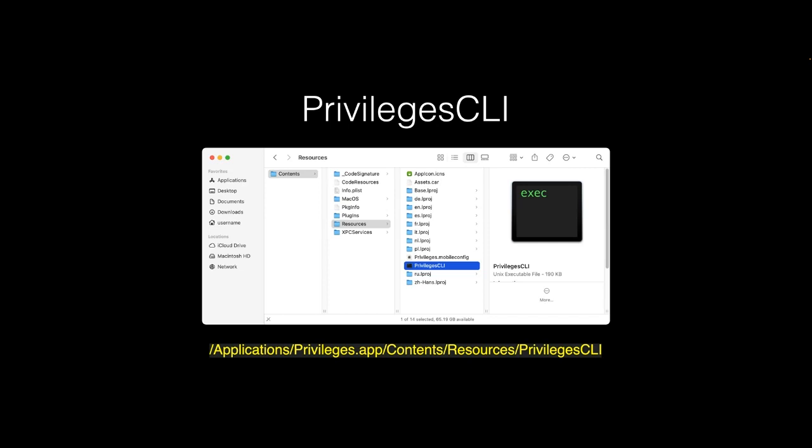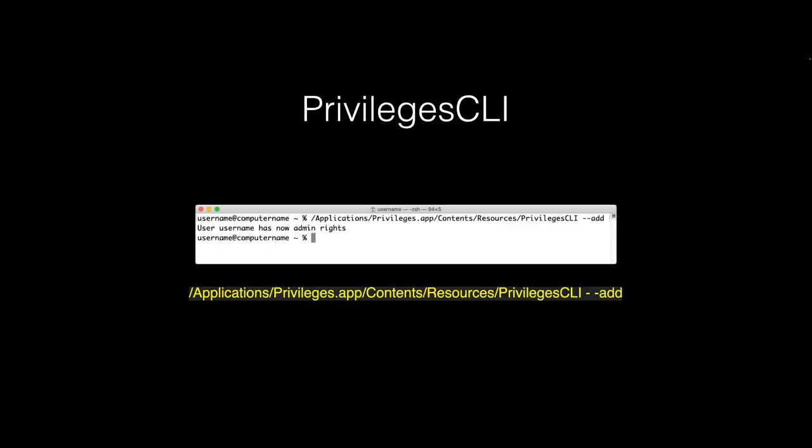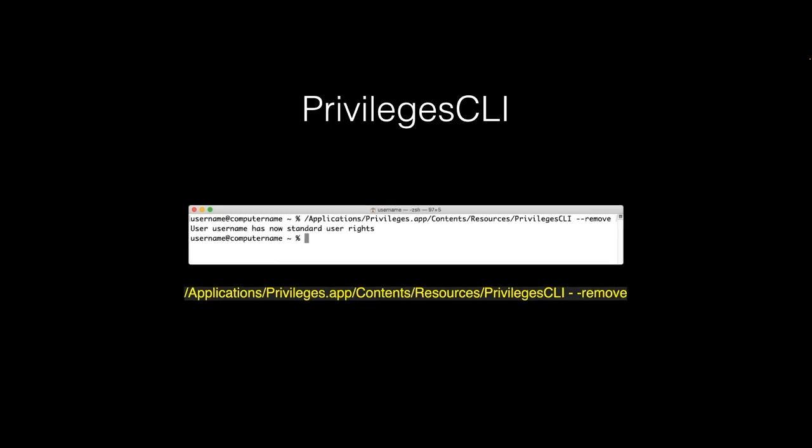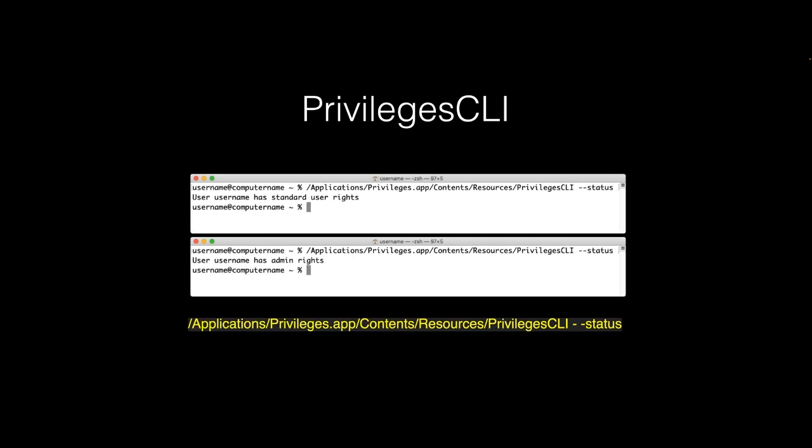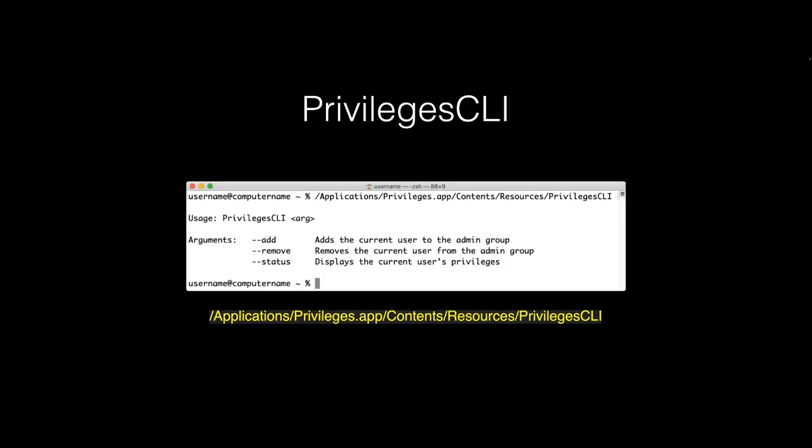Privileges also includes a command line tool, as mentioned previously, which allows you to use Privileges from a script or from the command line. The PrivilegesCLI command line tool currently includes the following options. There's PrivilegesCLI add, which adds the logged in user to the admin group. There's PrivilegesCLI remove, which removes the logged in user from the admin group. And there's PrivilegesCLI status, which shows what privileges the logged in user has. The PrivilegesCLI command line tool can also be run without any modifiers, which displays the help information.